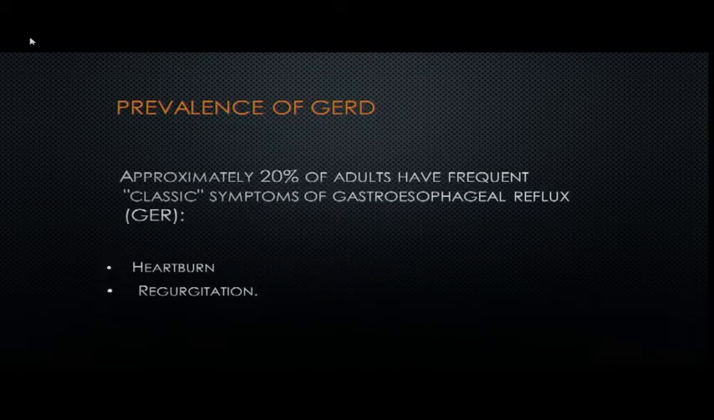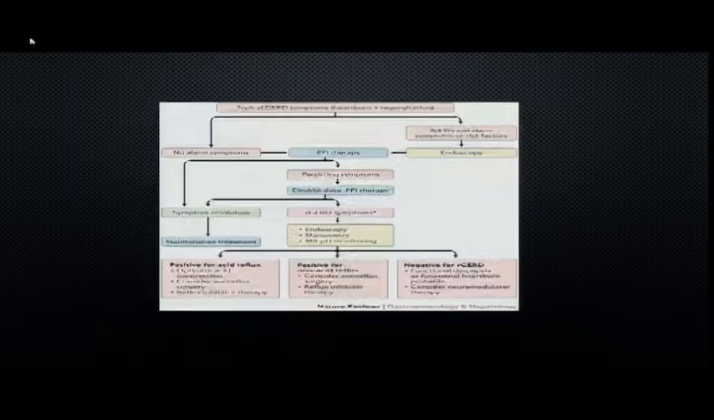Very prevalent, 20% of adults. The obesity rate is 30%, so that tells you this has gone up from about 10% of the population and has doubled over the last 2 decades. Heartburn and regurgitation are the mainstays, or the symptoms that we most commonly hear.